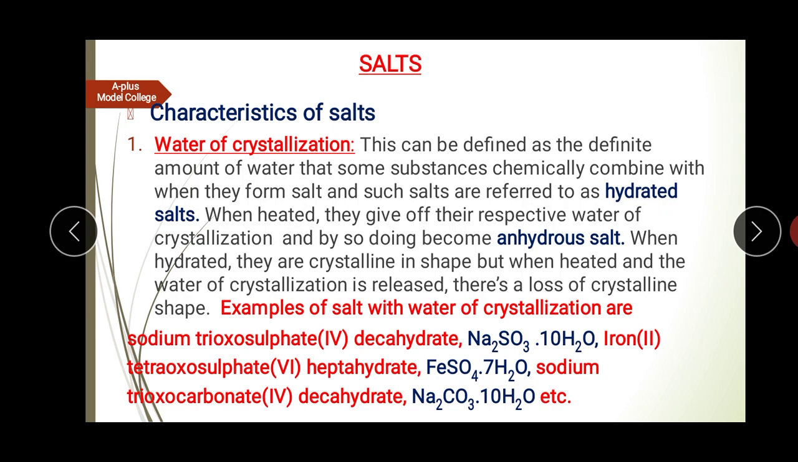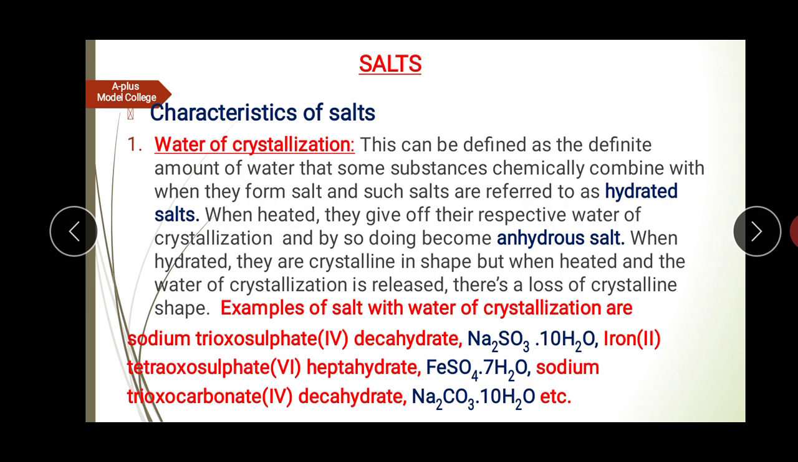Simply, hydrated salts are salts that contain water. So when we heat a hydrated salt, what happens? They give off the water content in them. Just as when you mix common salt with water, put it on the fire and cook it, there will be evaporation of the water from the boiling. So whenever any hydrated salt is heated, it gives off its water of crystallization, and so it becomes anhydrous.